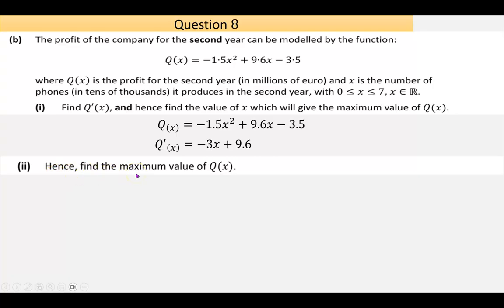Now, part 2 kind of leads on, and this is something you should be expecting to see in the exam paper, a max or min question. And there is a 4-step method to follow to do it. Step 1 is differentiate the function you have. We've just done that, okay? And then we move on.